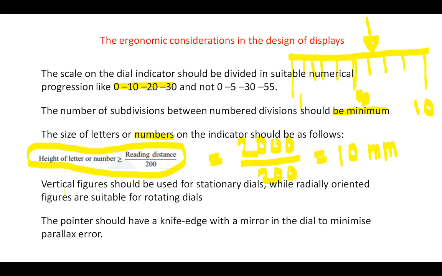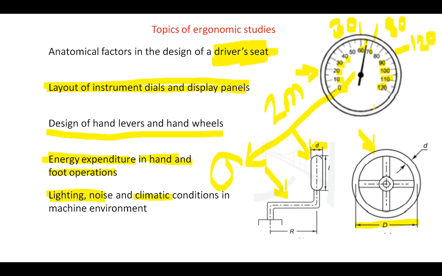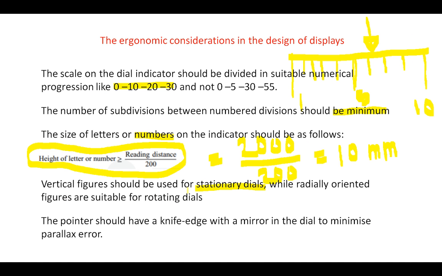Now next one is vertical figures should be used for stationary dials. This is a stationary dial. Stationary dial means the pointer is rotating and the dial is stationary. The dial is not rotating, the pointer is rotating. In this case, all the letters and numbers should be vertically aligned. This 0 is vertically aligned, 10 is vertically aligned, everything is. So a person standing next to the dial can read very easily.